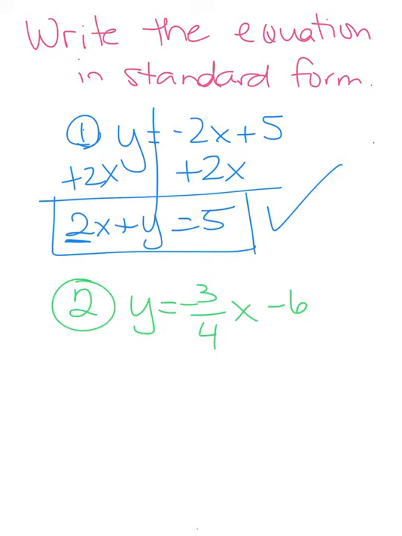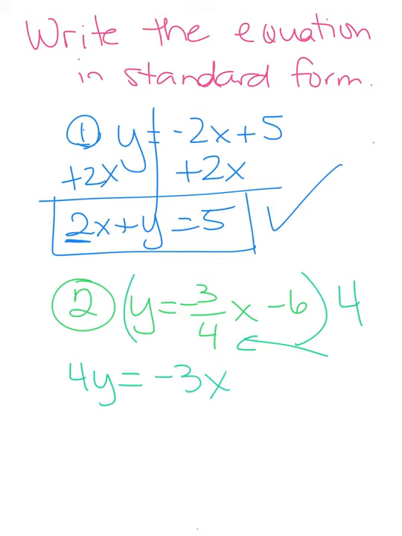Number 2 is a little more challenging because I have a fraction. So I like to just get rid of the fraction first. My denominator right here is 4. So I know if I multiply everything by 4, that's going to help me get rid of that fraction. I have to make sure I'm multiplying 4 by every term. So 4 times y gives me 4y. Then 4 times negative 3/4 x gives me negative 3x. And I also can't forget to multiply 4 by negative 6. So that gives me negative 24. In this step, I got rid of my fraction.